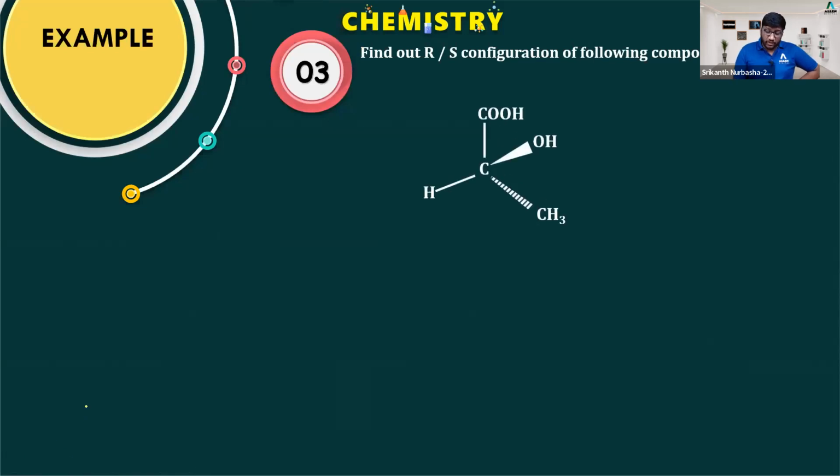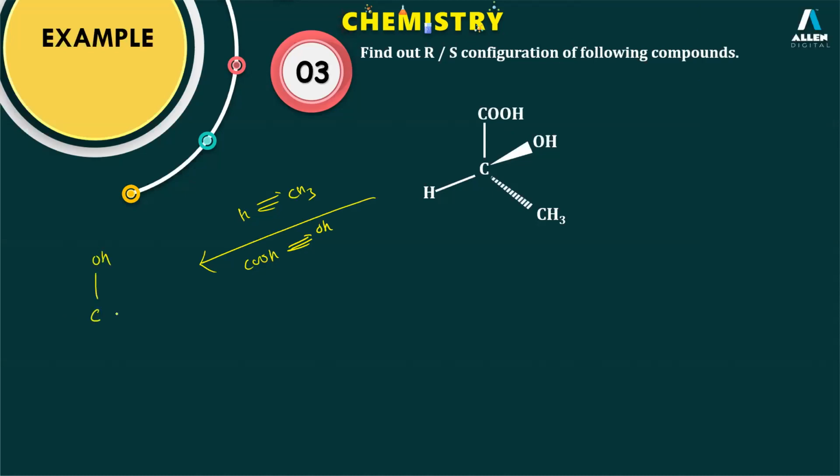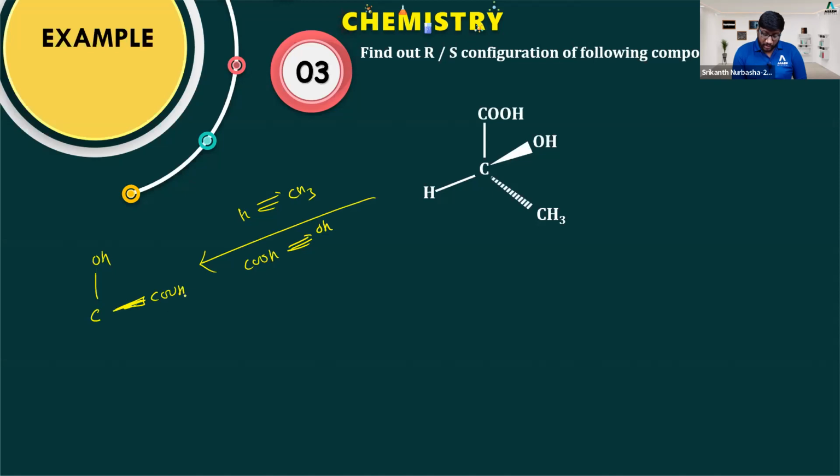Find out RS configuration of the following compounds. In this particular compound, what is R and what is S? Fourth priority, where is it? Hydrogen. Fourth priority is not on the dash line, so I have to exchange. I have to exchange hydrogen with methyl, and CHO I have to exchange with OH. So if that is the case, what happens? OH will be here, CHO will be here, hydrogen will be here, methyl will be here.